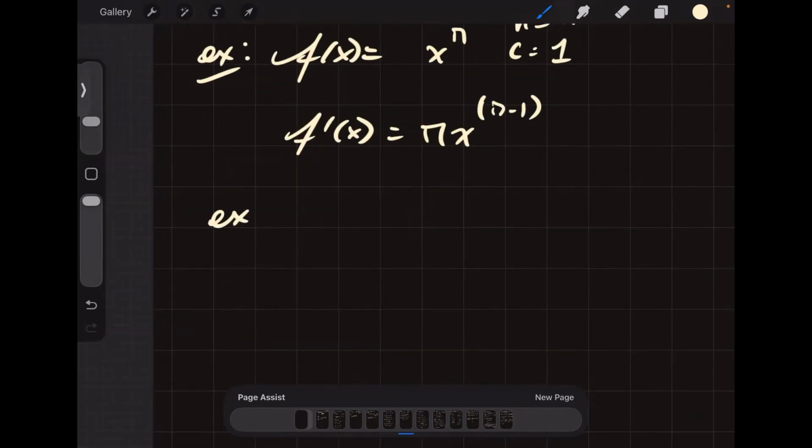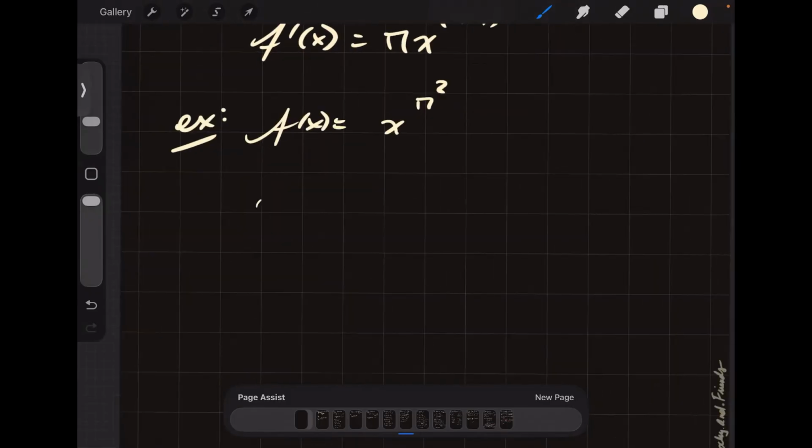What if f of x is equal to x to the pi squared? Easy money. F prime of x is going to be pi squared, like that, x to the pi squared minus 1, like that.